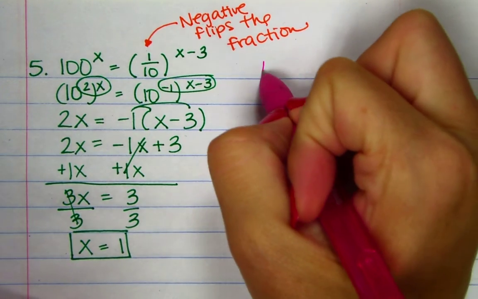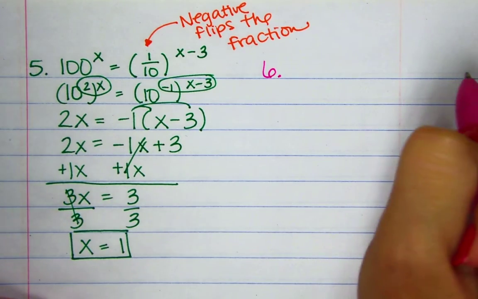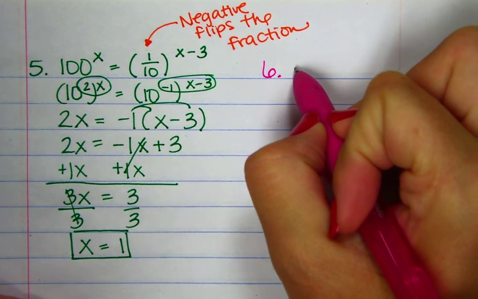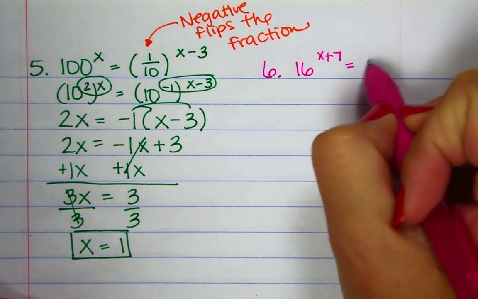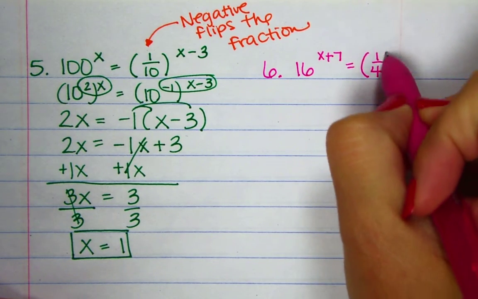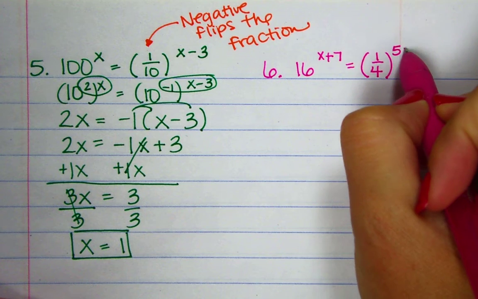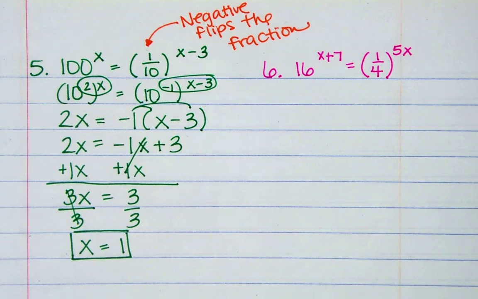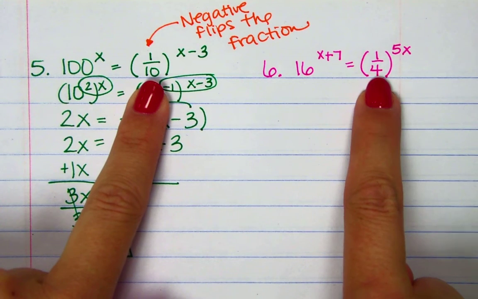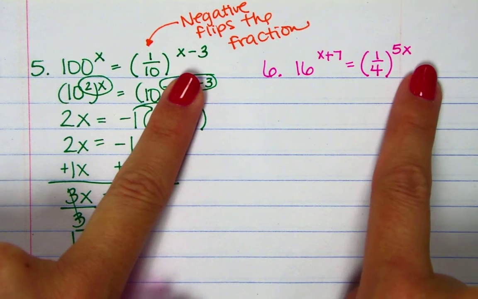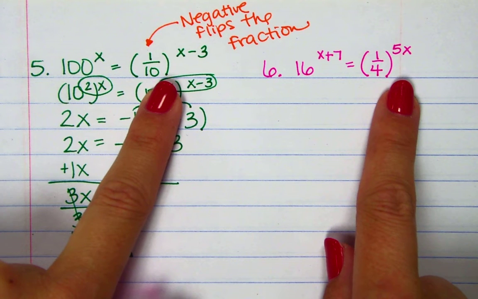Okay, I need y'all to do this one on your own. I'll get you started, but you want to do this one on your own. 16 to the x plus 7 equals 1/4 to the 5x. And notice with these fractions, I put them in parentheses. It's because with the fractions and the exponents, it can get a little bit confusing what goes where.